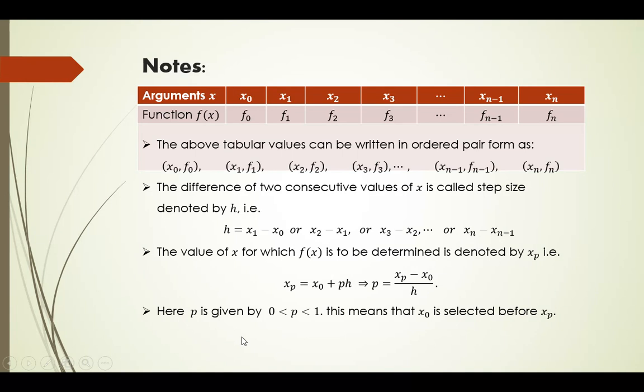And here the value of p always lies between 0 and 1. I mean it will not go below 0 and not exceed 1. This value will lie between 0 and 1, maybe 0.1, 0.2, and so on. So this means that x0 is selected before xp. What does it mean? I will tell you later in this lecture what this sentence means. So let us start from the next slide.